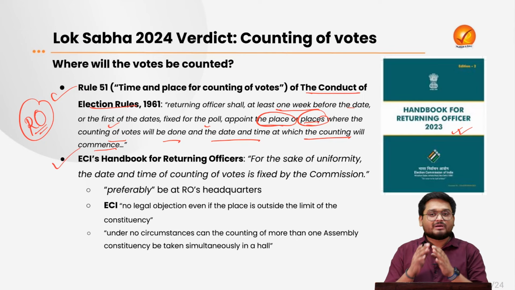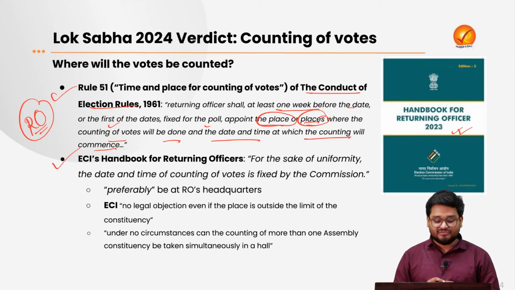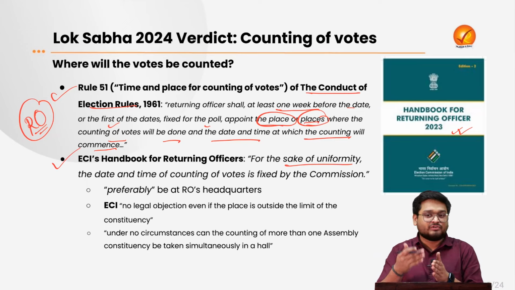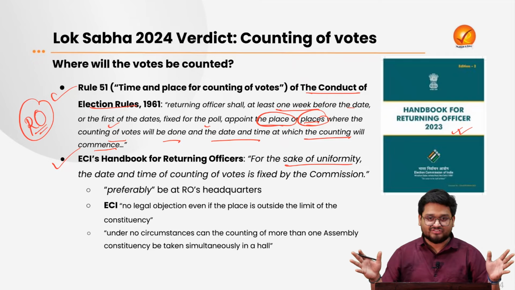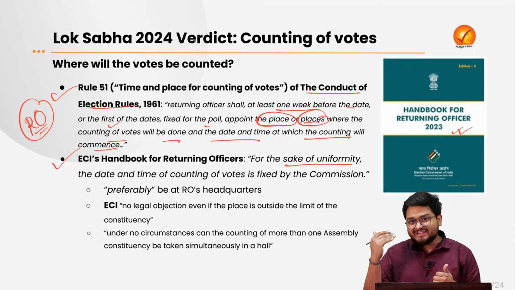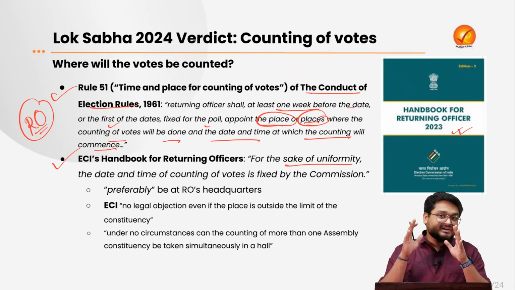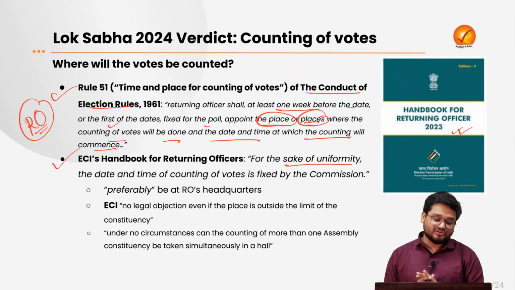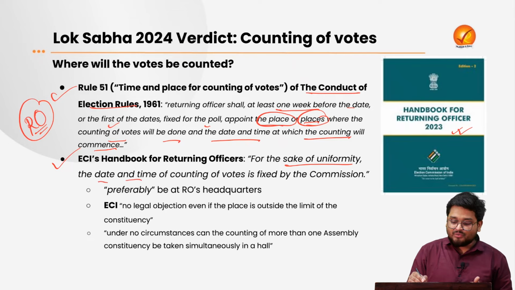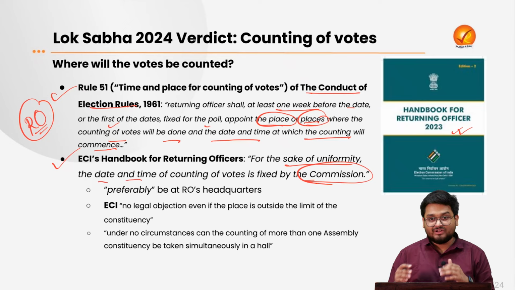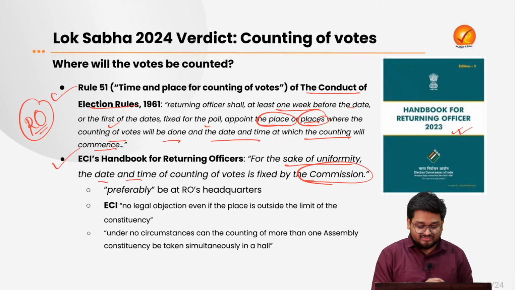Now, according to the Election Commission of India's handbook for returning officers, for the sake of uniformity in counting across the country, because we have to understand that this is the Lok Sabha election, the uniformity of counting of votes must be ensured. That is why the date and time of the counting is fixed by the Commission for this particular Lok Sabha election, and also for the various other Lok Sabha elections, right?